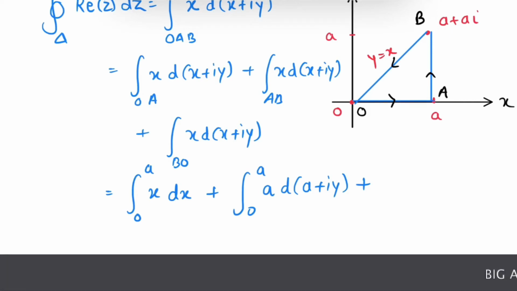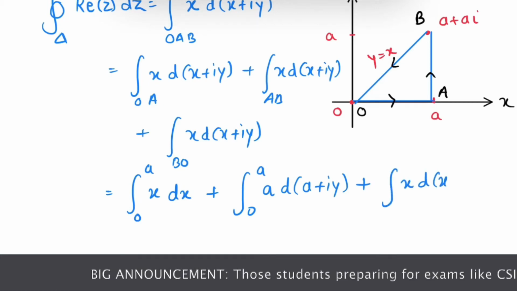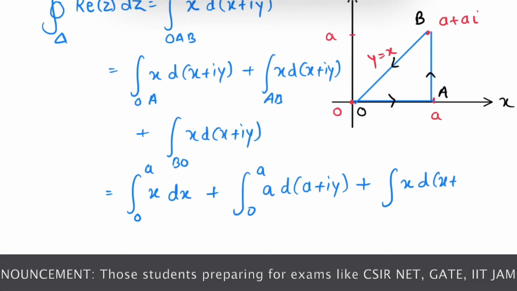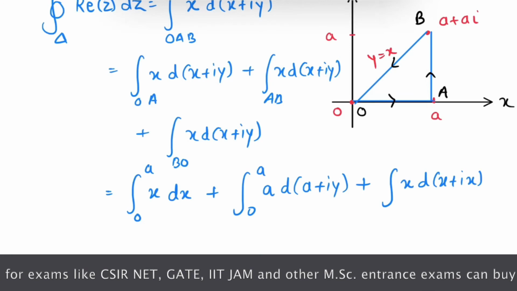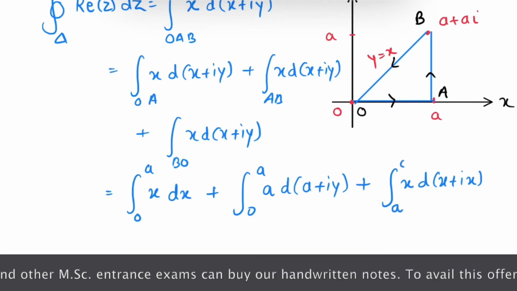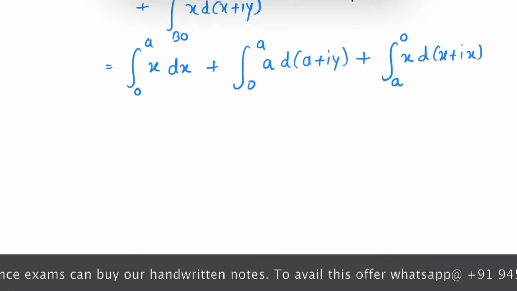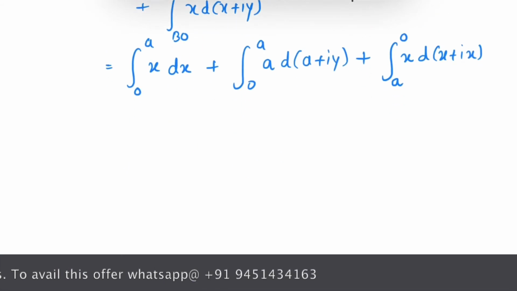Now integration along BO. x d of x plus iota y is equal to x, so it will be iota x. And x is changing from a to 0, so the limit will be a to 0. Now just simplify the given integrals.